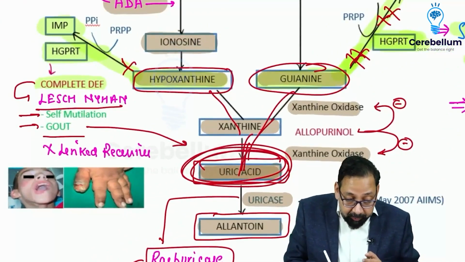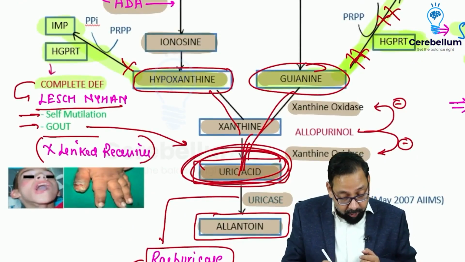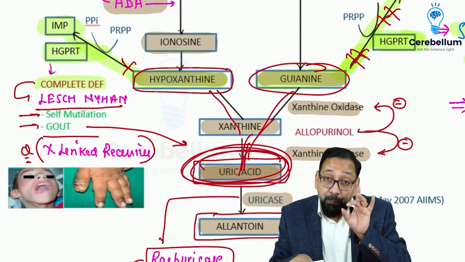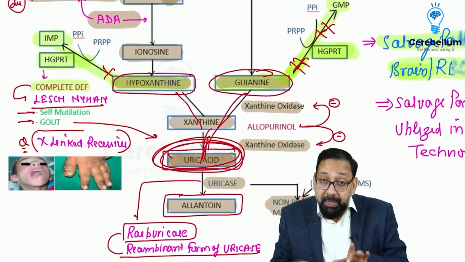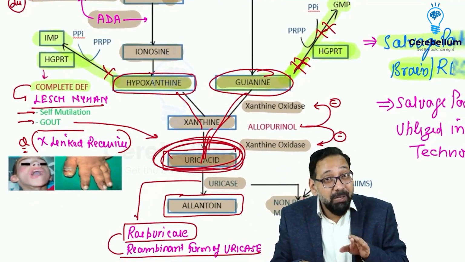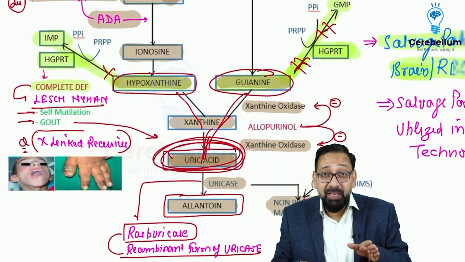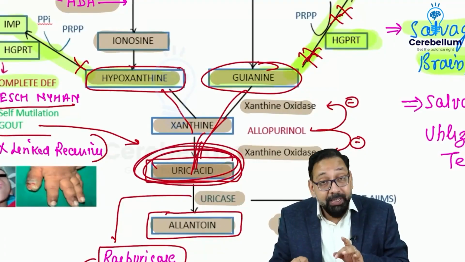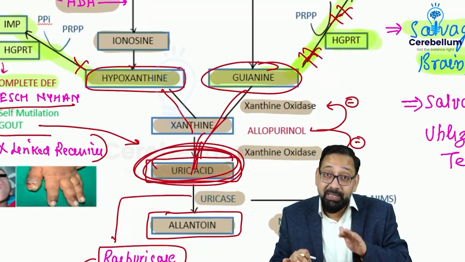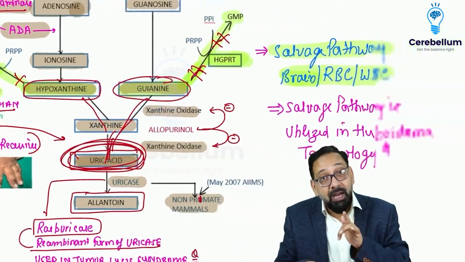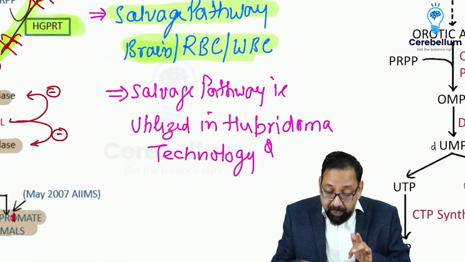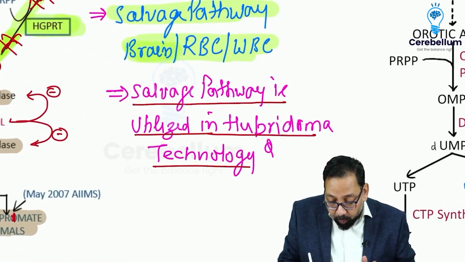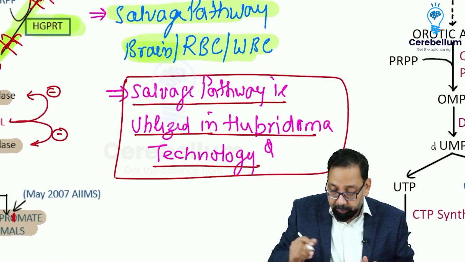Lesch-Nyhan syndrome is an X-linked recessive disorder, so it is more common in males. A frequently asked question: they will give you this image and say there is hyperuricemia, and for the treatment we give allopurinol, because allopurinol inhibits xanthine oxidase, decreases uric acid synthesis, and gouty symptoms are improved. A question is also asked that the salvage pathway is utilized in hybridoma technology. This was a recently asked question.